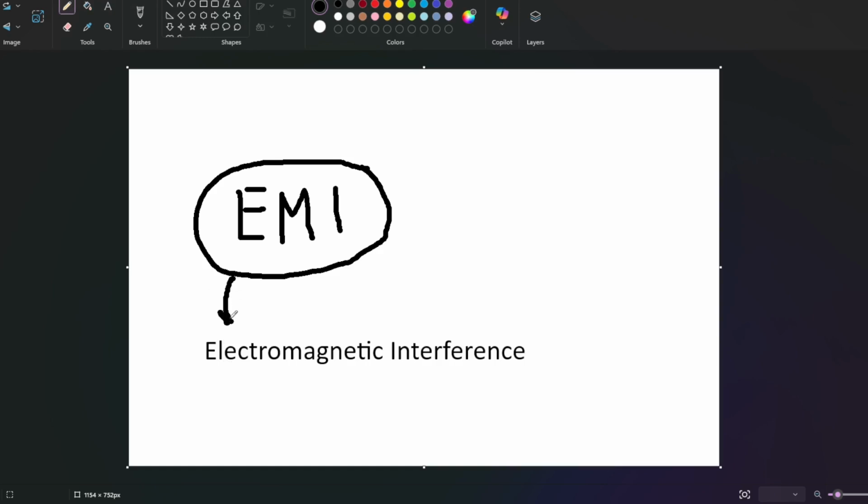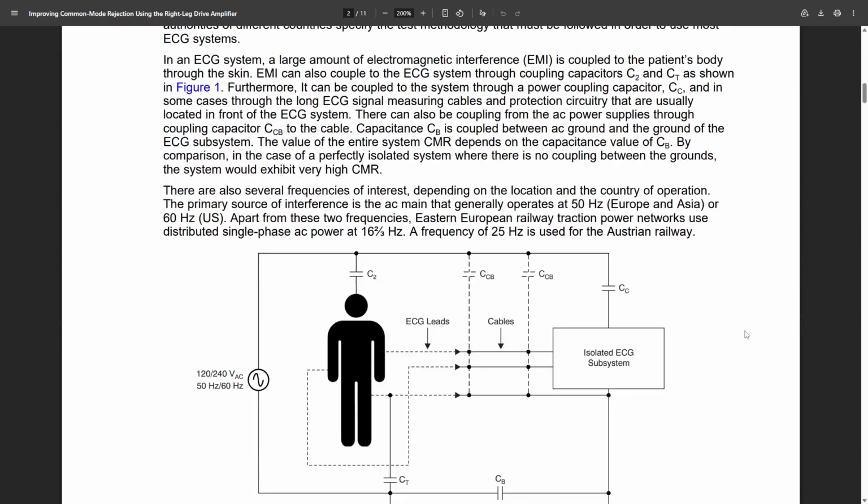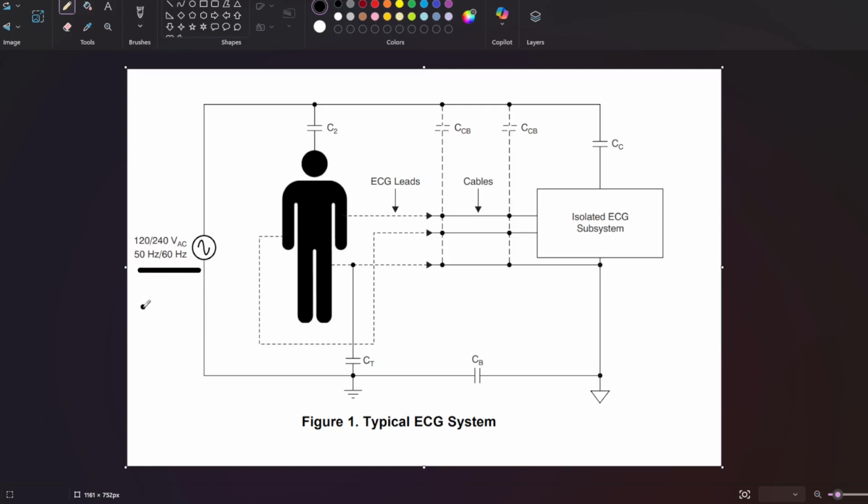To fully understand the RLD, we need to first understand the problem it solves. The main issue is electromagnetic interference, or EMI. As explained in this Texas Instruments application report, in an ECG system a large amount of EMI can be coupled to the patient's body through the skin. The interference can also enter the system through parasitic capacitances between power cables and the human body, power supplies and the electronics, cables and the surrounding environment. Even though this example refers to an ECG system, the same principle applies to EMG acquisition systems.